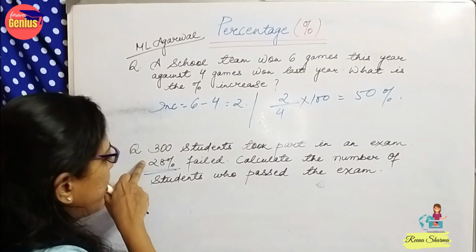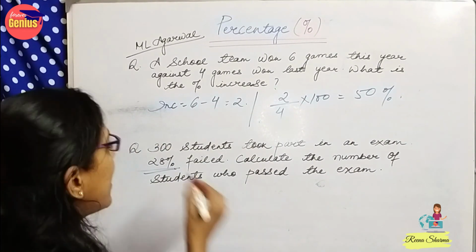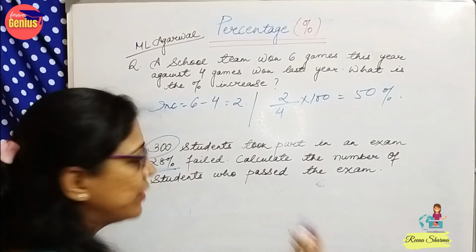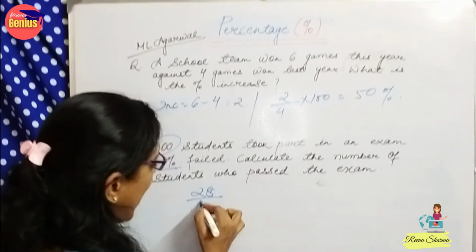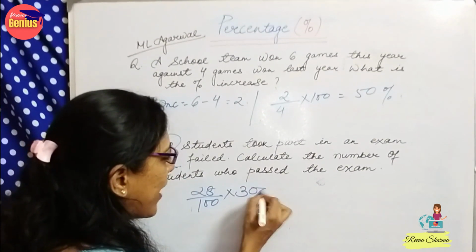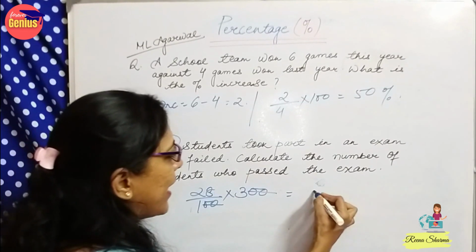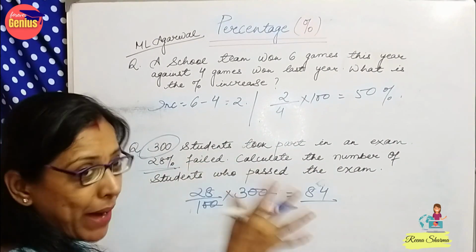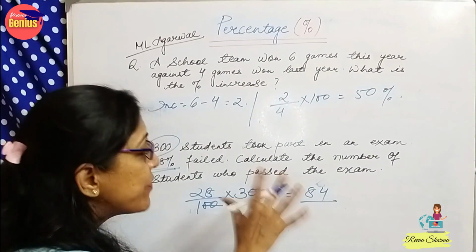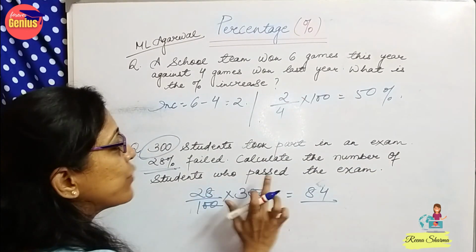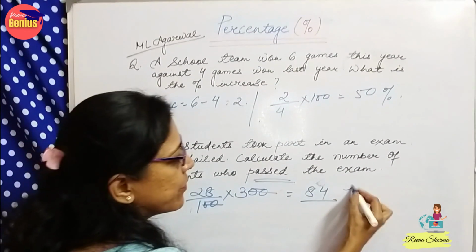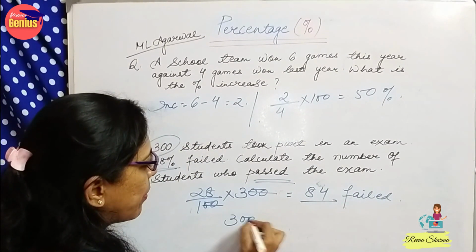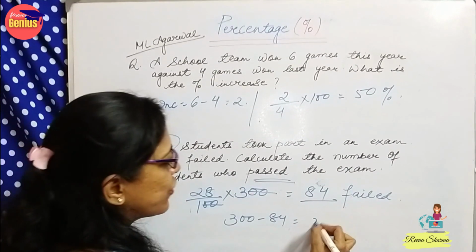The fraction, this will be numerator divided by 100, denominator, into the number. If we remember the formulas, we can easily do it: 28 by 100 into 300. This is cancelled, just multiply. 84. So 84 failed, but don't write 84 failed and complete. They are asking the number of students who passed, not failed. This is failed. I have to find out passed. So 300 minus 84, that is 216.